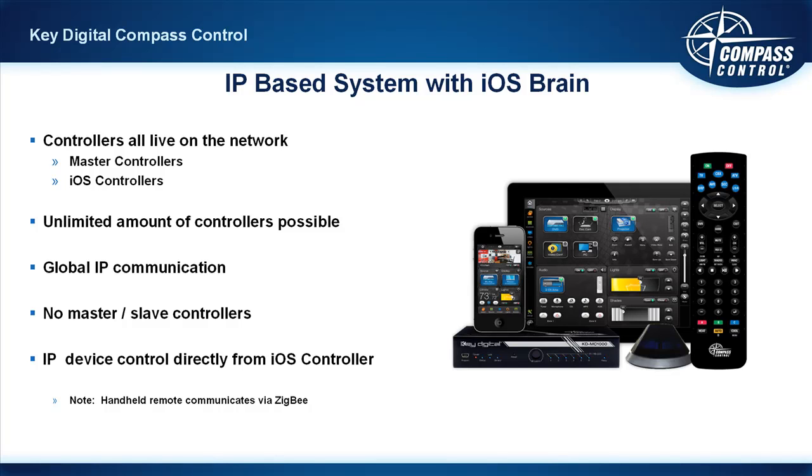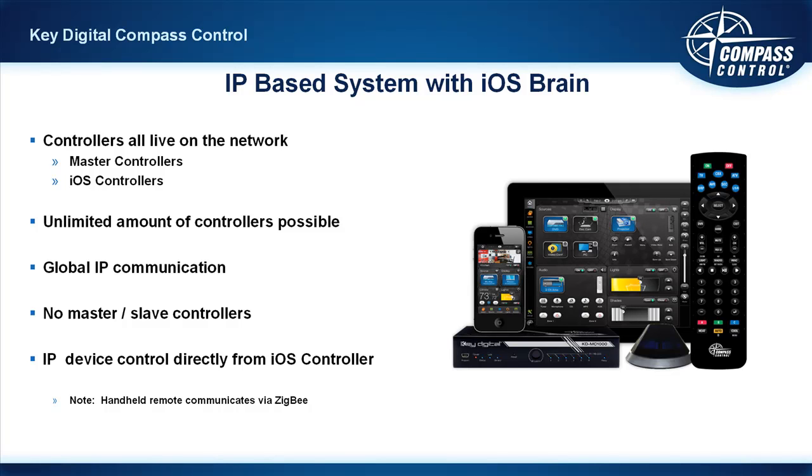So what does that mean to you? Number one, the controllers, the master controller hardware or the iOS controllers, they all live on the network. That means you're going to have an unlimited amount of controllers possible because there's what, 254 unique IP addresses? And then you can open up subnet masking if you need to get more. So you could have as many master controllers as you'd like or need. You could have as many iOS controllers as you'd like or need.